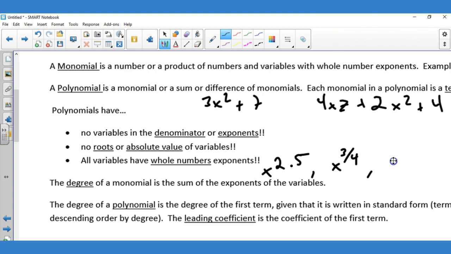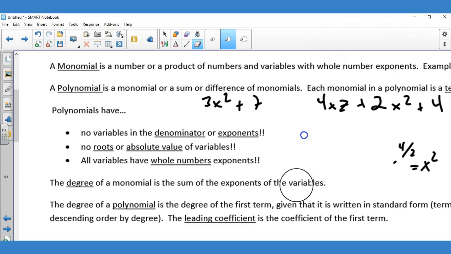Now, let me make the distinction. x to the 4/2 is a polynomial, and the reason is that 4 divided by 2 is 2. Therefore, this is a polynomial. These are not. These are. So just make sure the exponent can simplify. If it can't simplify to a whole number, it's not a polynomial.